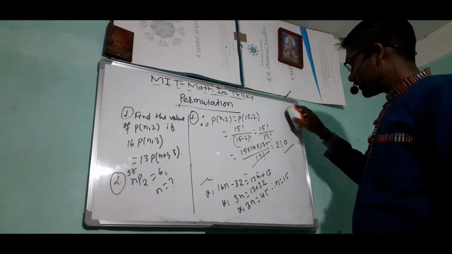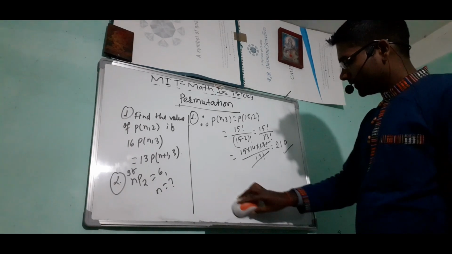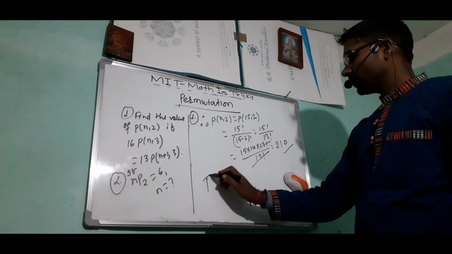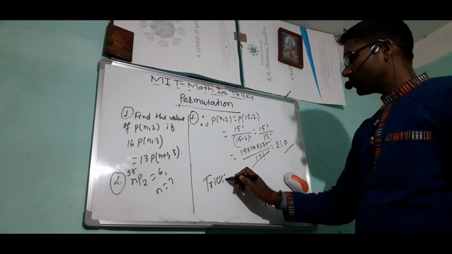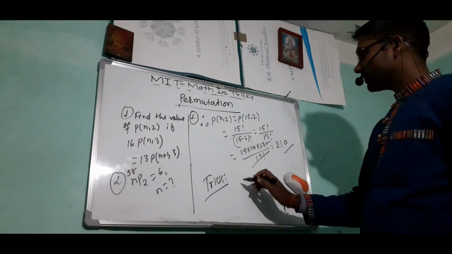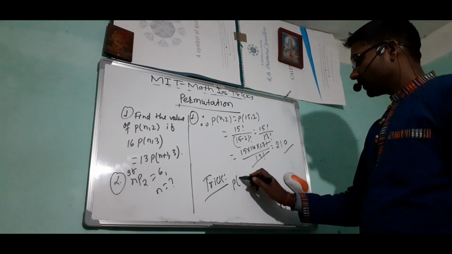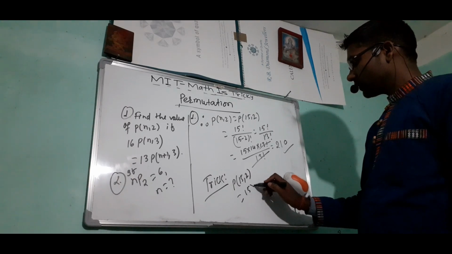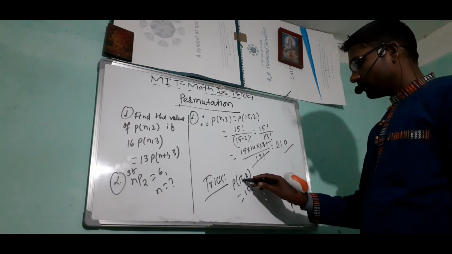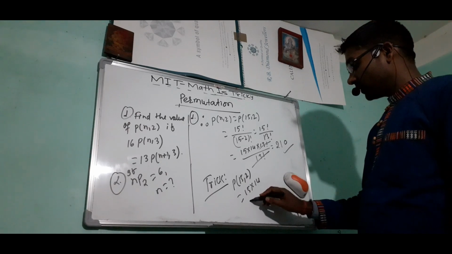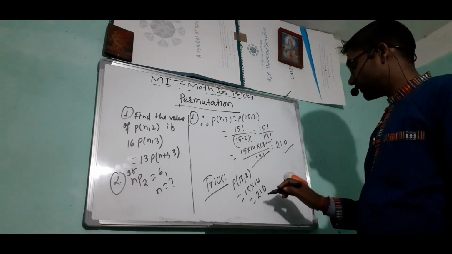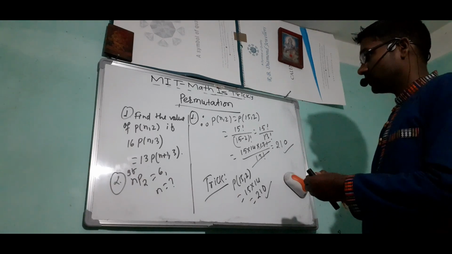Or in a short way also you can simplify this, as I discussed earlier. Directly you can write here the trick, if you want to follow the trick. So after getting here, you can simply write P(15,2), which means 15 comes 2 steps down from this n: 15 into 14. That's the answer again, 210. Same answer you'll be getting. Okay, this is your answer.